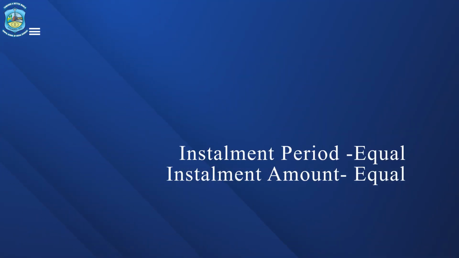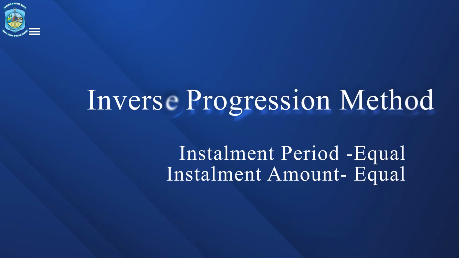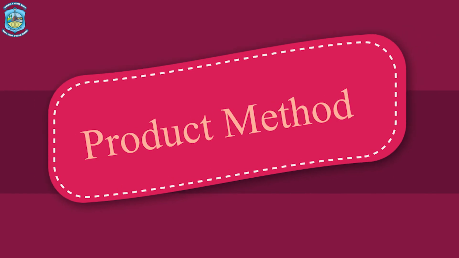And when both these things, that is period and amount of installments, are equal, then go for inverse progression method. The simplest method is inverse progression method, in which we divide the amount of interest in a certain ratio. Okay. So let us understand it one by one. We move to the product method. Now under product method, let us take an example and understand it well.